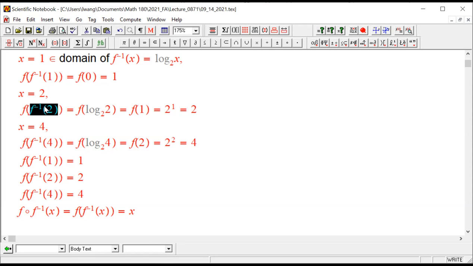For x equals 2, f inverse of 2, you plug in this one. So you have log base 2 of 2, and log base 2 of 2 is 1. So f of 1 equals 2 to the power 1, and that equals 2. For x equals 4, you get log base 2 of 4. Log base 2 of 4 is 2, and 2 squared is 4, because the f function is 2 to the power x. May I give you 2 more?